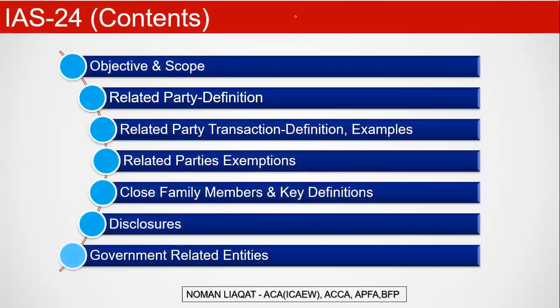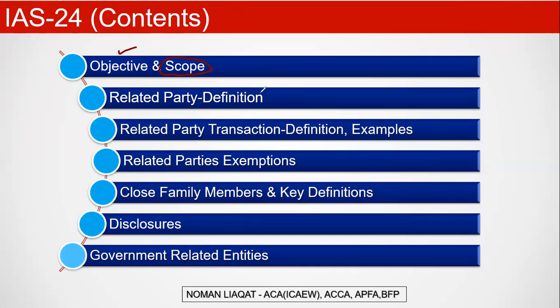First of all, we will be discussing the objective and scope of related parties. What is the objective of studying related parties, and how can we apply this standard? And then we will be discussing the scope. Scope means which areas, which standards, which points do fall in IAS 24 and which do not fall in IAS 24.